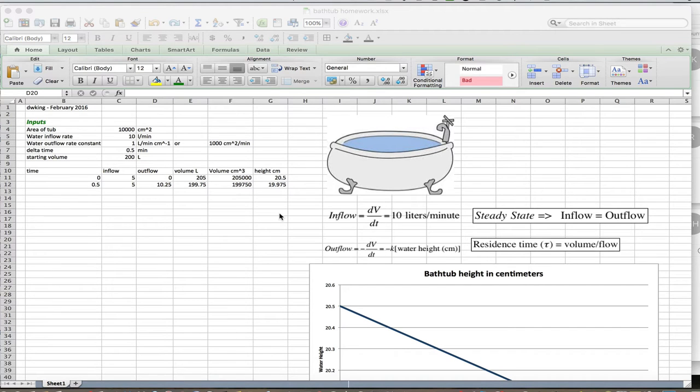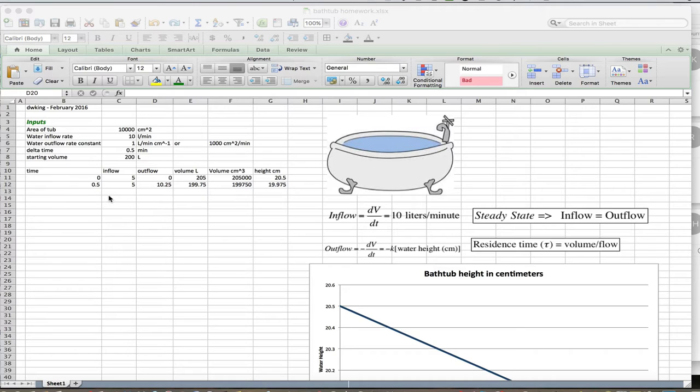Welcome to your first Excel tutorial for environmental chemistry. I'm using Microsoft Excel on a Macintosh, but you could certainly use Microsoft Excel on a Windows machine. 95% of the features are identical. What you'll find is that some of the menus at the top are a little bit different, and I'll leave it to you to figure out how your OS-specific version of Excel works.